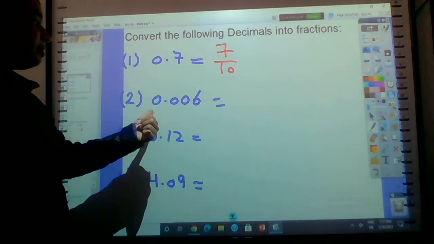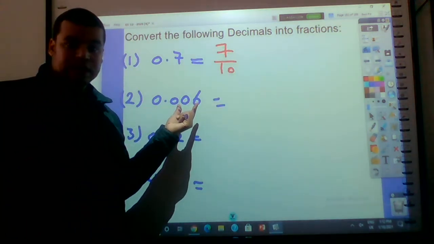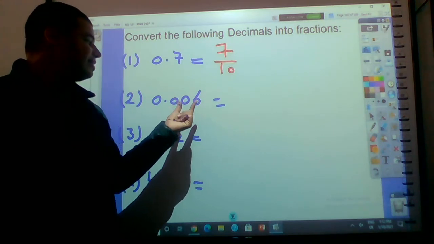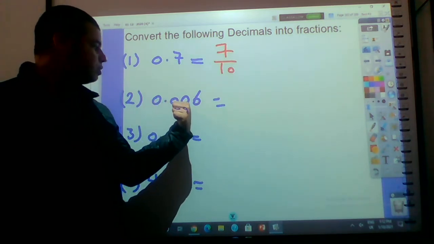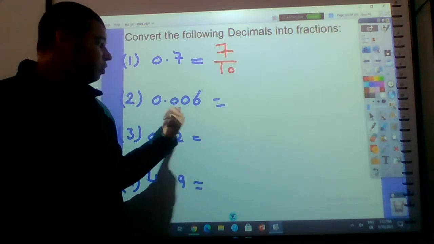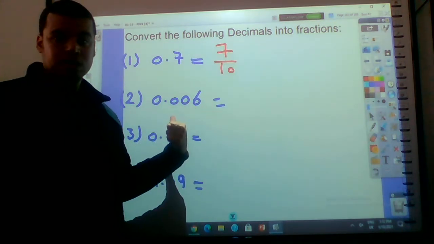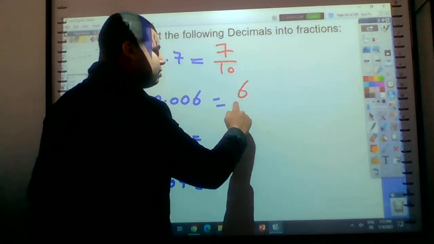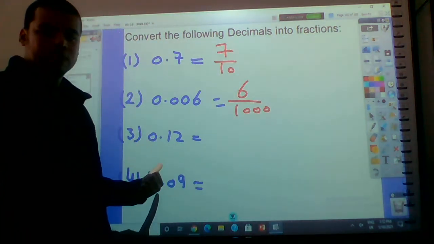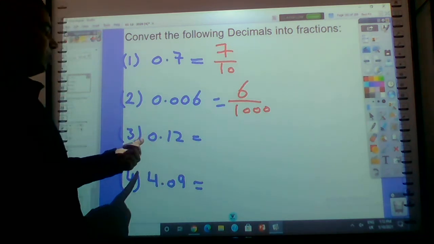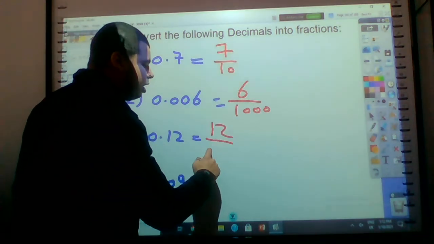All right, let's read the next one. Is this also 6/10? No, it is 6. Which place is this? Tenths, hundredths, thousandths, we know. Everyone knows this, so it's 6 thousandths, which is 6 over 1,000. The next one here, 12 hundredths, which is 12 over 100.